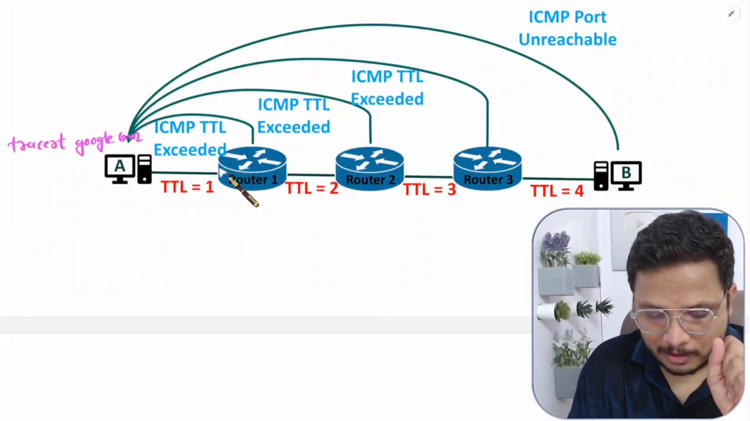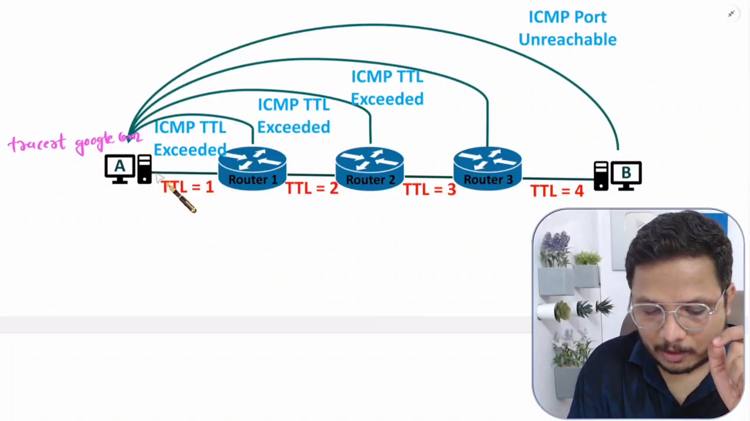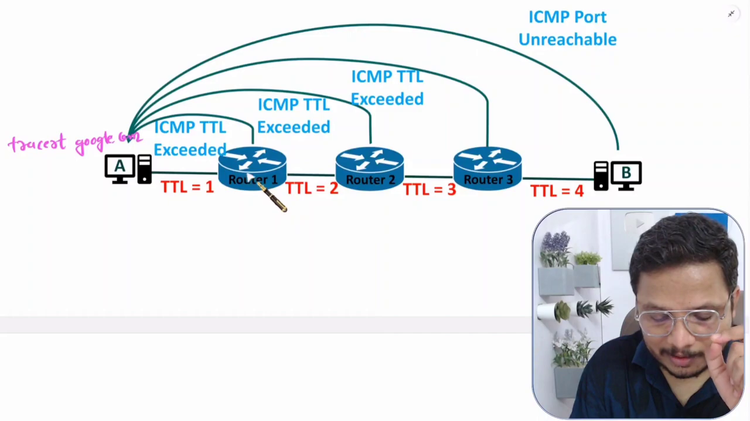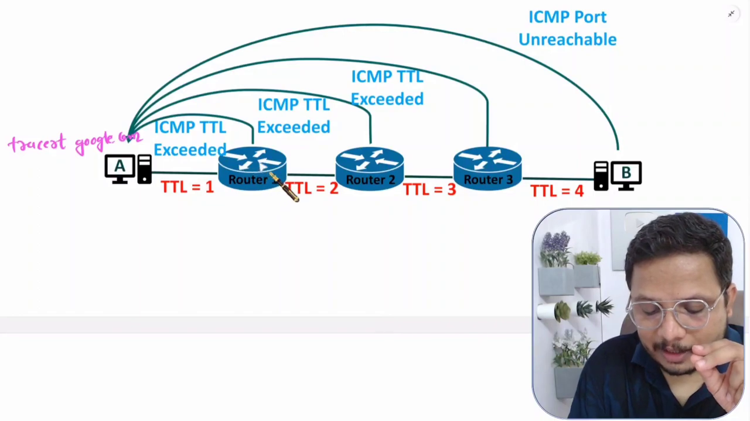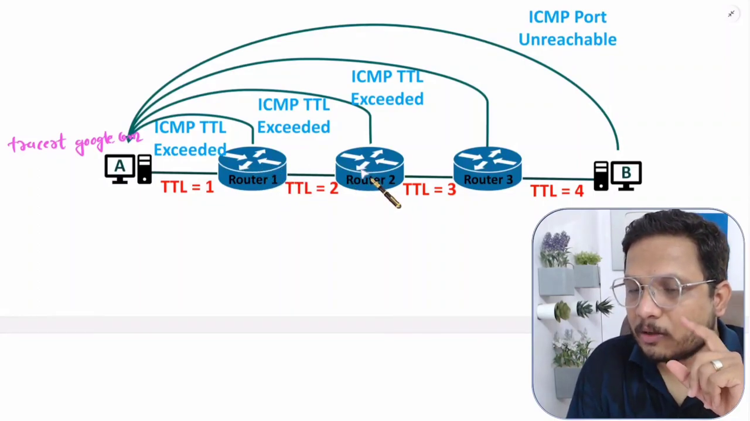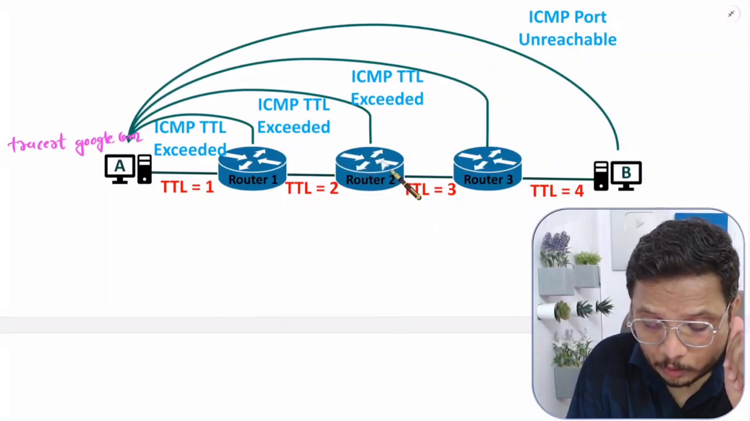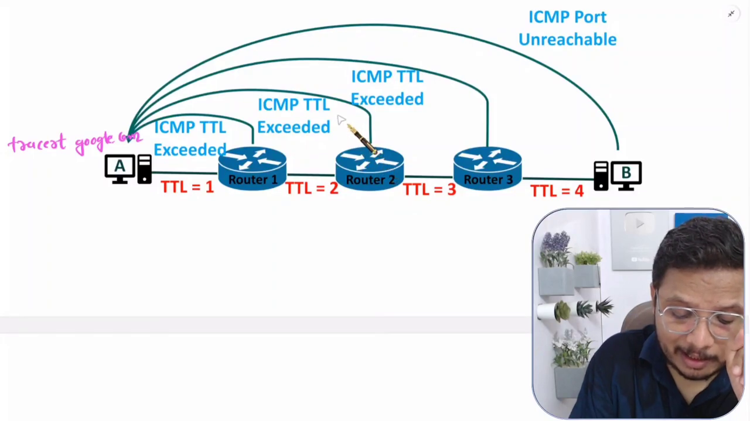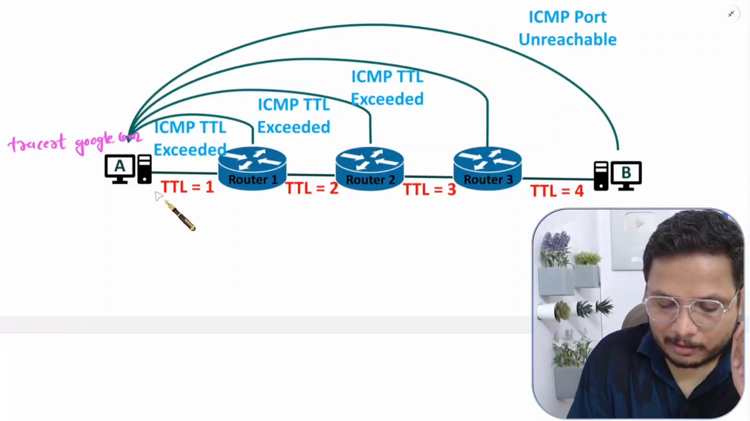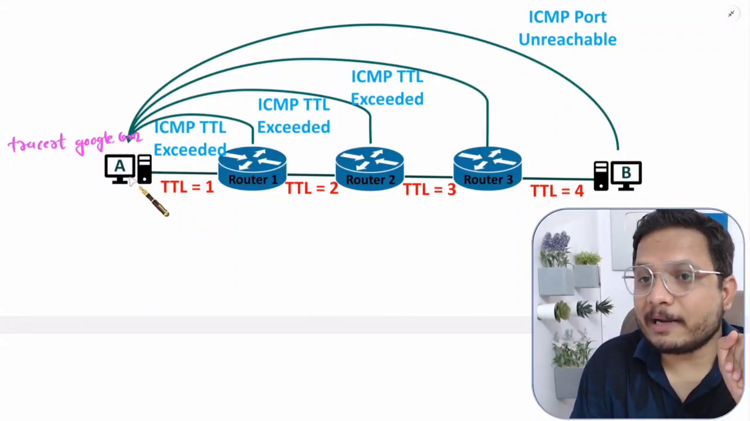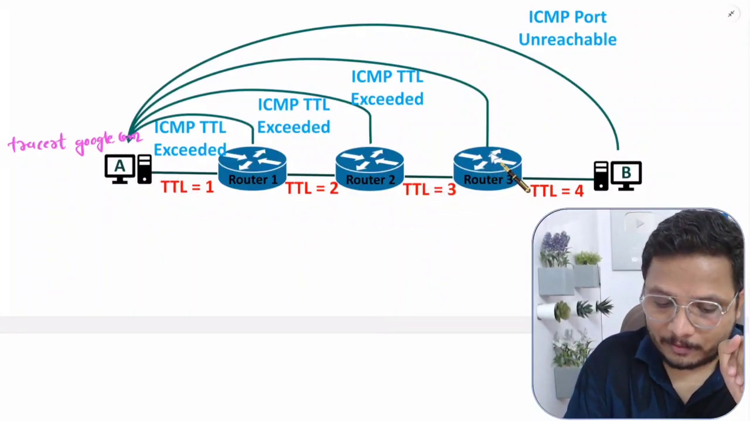Next time, this computer will set TTL equal to 2 and forward the frame. It will go to router 1, and the TTL changes from 2 to 1, and then it reaches router 2, and the TTL changes from 1 to 0. So again the TTL becomes 0, and router 2 will forward an ICMP TTL exceeded reply to host A. Next, host A will send a frame with TTL equal to 3. So a timeout will happen here.